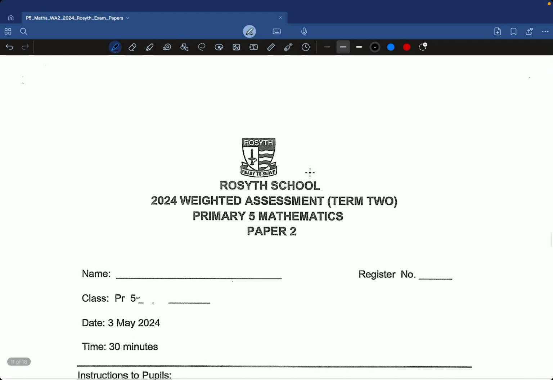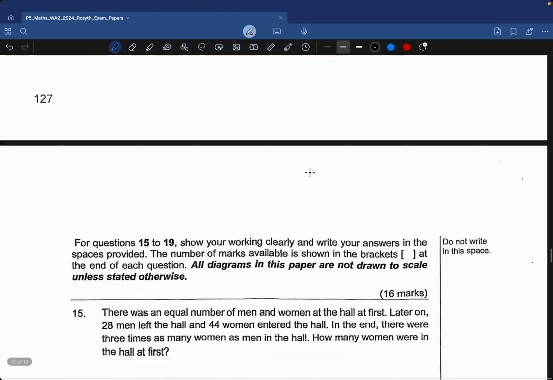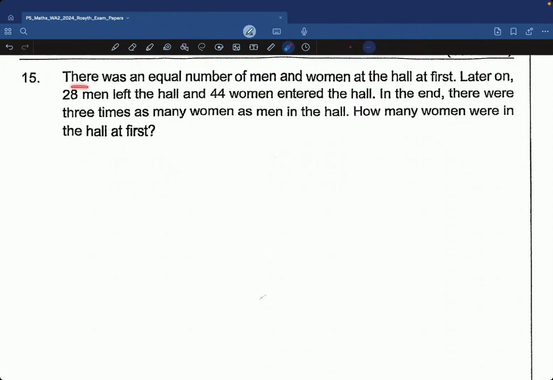All right, so this is the end of paper 1. Let's move on to question 15. 15. There was an equal number of men and women at the hall at first. Later on, 28 men left the hall and 44 women entered the hall.